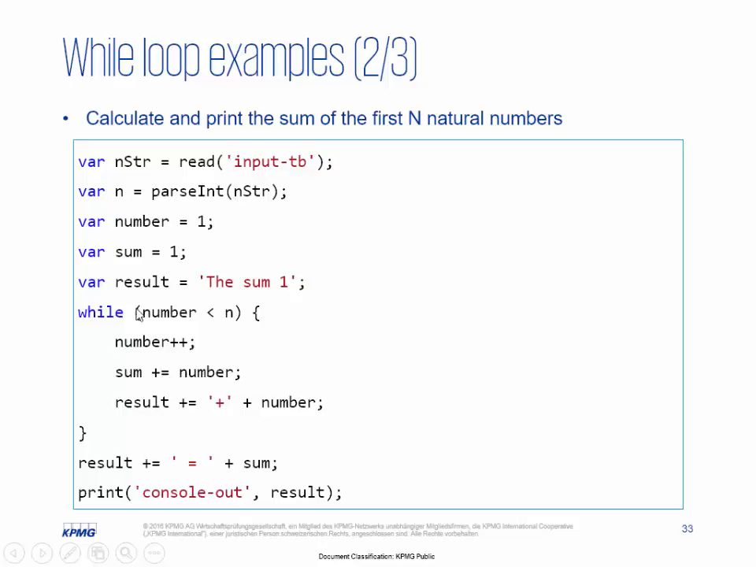We read it 5. That means we'll run this loop between 1 to 5 because every time we increment the number, and we also increment the sum with the number that we currently have, and also the result. So. Yeah, not extremely intuitive, but an example nevertheless.